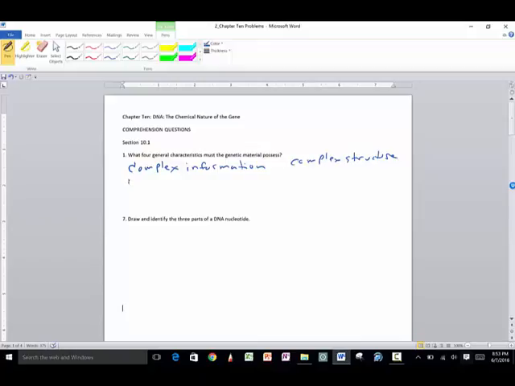It has to be able to be replicated, of course, because we know that the definition of the genetic material is what molecules are carrying the information that's passed down from cell to cell, and from mom and dad to kid. So you have to replicate that information if you're going to pass it down. You have to be able to express that. There has to be some mechanism for expression, and then it has to be able to be variable. So those are the four things.